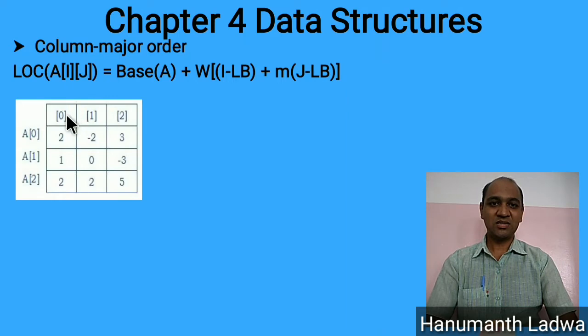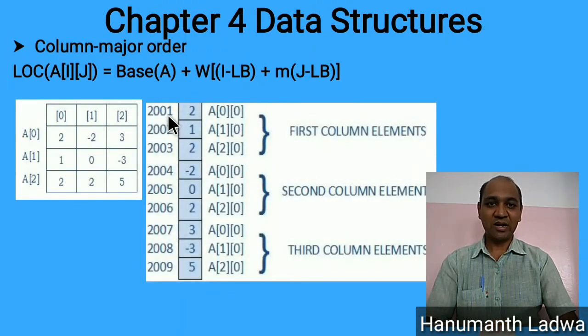Now let us take the same example, but all these elements are arranged column wise. Here you can see in the second diagram, again the addresses are the same, 2001, 2002, and so on. Here you can see 2, 1, 2. First the column gets filled up, that is 2, 1, 2 is filled, which represents the first column elements. The second column elements are minus 2, 0, 2, which will be filled up. In the third column you can see 3, minus 3, 5. Similarly here also you can see 3, minus 3 and 5.